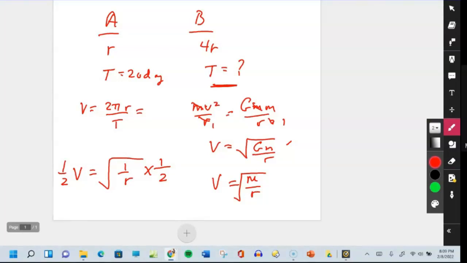Let's see. 160 days. I remember, that's 8. Okay, read it again. Maybe I didn't hear it right. Read the problem again. Two moons orbit a planet in nearly circular orbits. Moon A has an orbital radius of r, and Moon B has an orbital radius of 4r. Moon A takes 20 days to complete one orbit. How long does it take Moon B to complete an orbit? Huh. Okay, let's see. It's very strange. But let's see what I did.